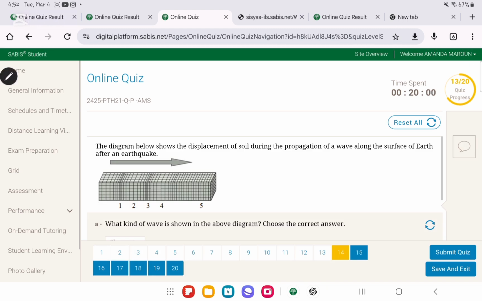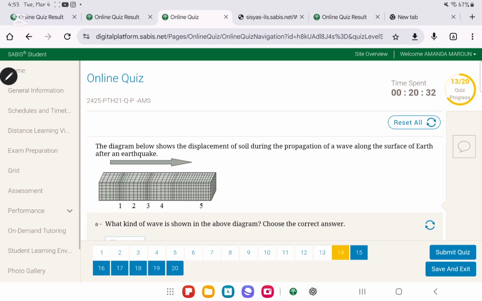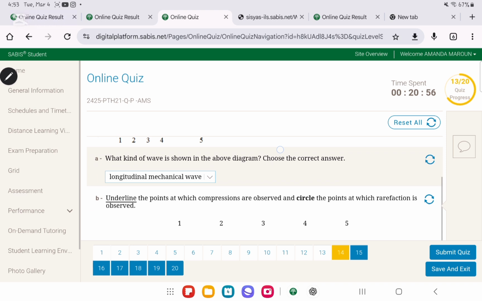So here, as you can see, the direction of the wave is going like this. So it is parallel to the particles that are moving. So because it is going parallel, that means it is a longitudinal wave. Now, this is during what? An earthquake. So what you need to know is that an earthquake is a mechanical wave. Why? Because it needs a medium to propagate through. So always remember, the majority of the time it is a longitudinal mechanical wave. So here it is a longitudinal mechanical wave.